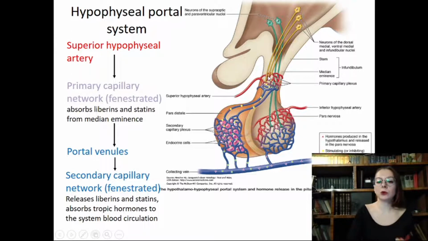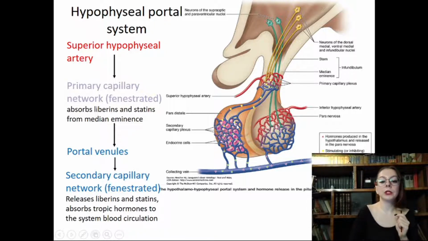Once they absorb them, they deliver those hormones through the hypophyseal portal venules, here they are, from the median eminence, from the nervous system, to the adenohypophysis, to the endocrine system. And here, those venules dissipate in the secondary capillary network, which is completely venous. As you can see, those capillaries are blue. They do not contain oxygen. So those capillaries are destined not to exchange gases, but to exchange hormones. And they are also of the fenestrated type.